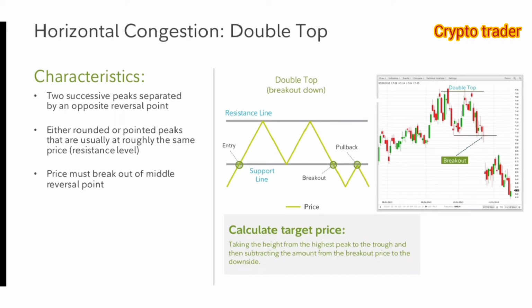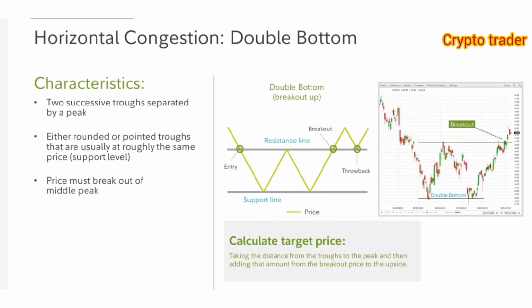Horizontal congestion, double tops. Its characteristics: two successive peaks separated by an opposite reversal point, either rounded or pointed peaks that are usually at roughly the same price. Resistance level: price must break out of the middle reversal point. See the example of a double top breakout down pattern and how to calculate the target price for the support line and resistance line.